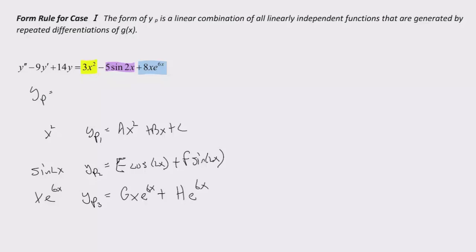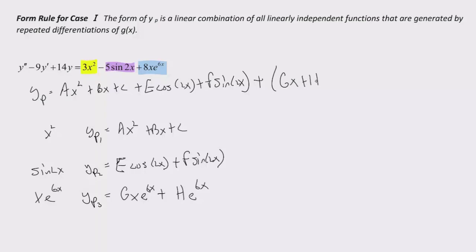But let's see, we can clean this up a little bit. Not too much though. So ax squared plus bx plus c plus e cosine 2x plus f sine of 2x plus, I can factor an e to the 6x out and get (gx plus h) e to the 6x. So that would be the general format of our particular solution.